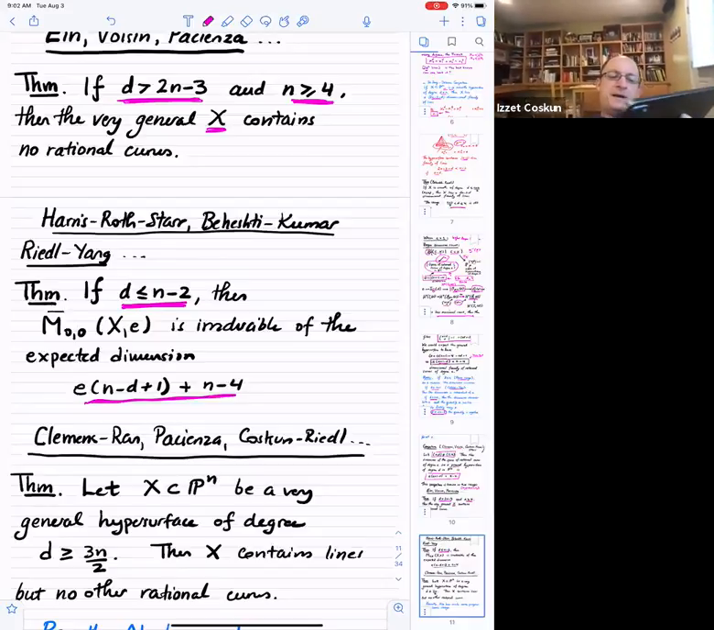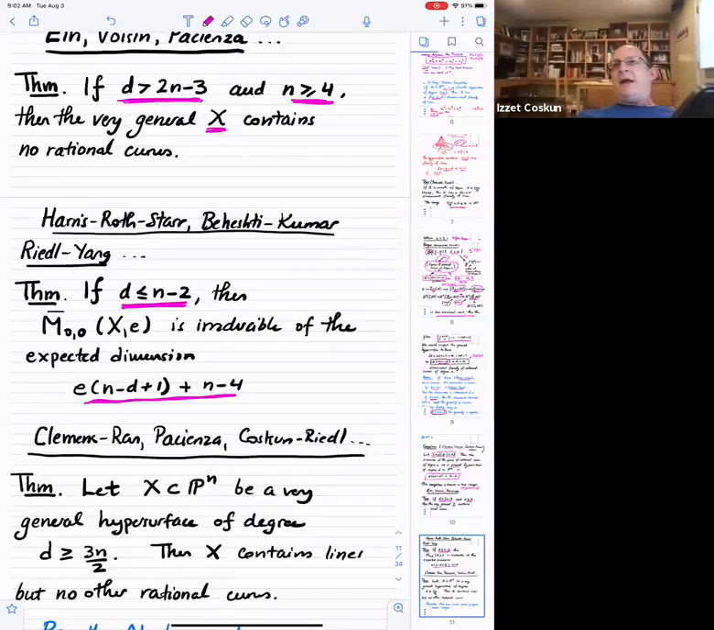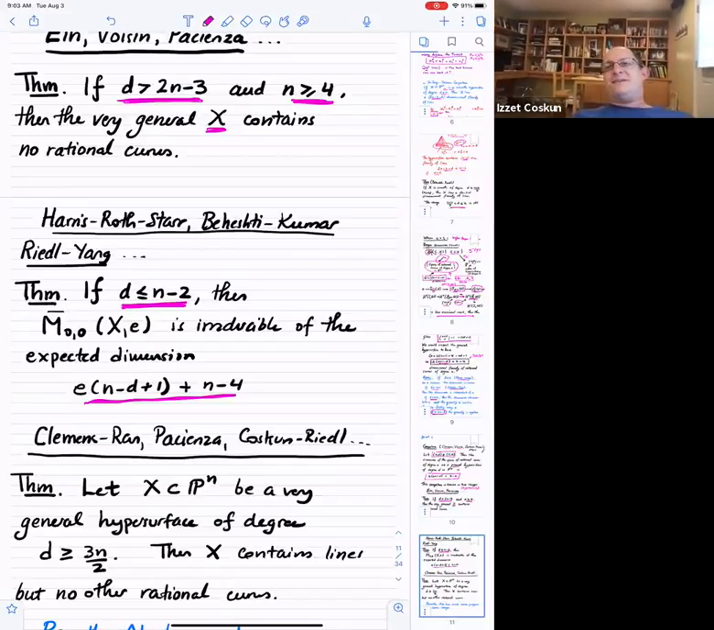Okay. How about the intermediate range? The intermediate range is really the hardest because, when you have a lot of rational curves, you have some techniques to get your hands on the space of rational curves.